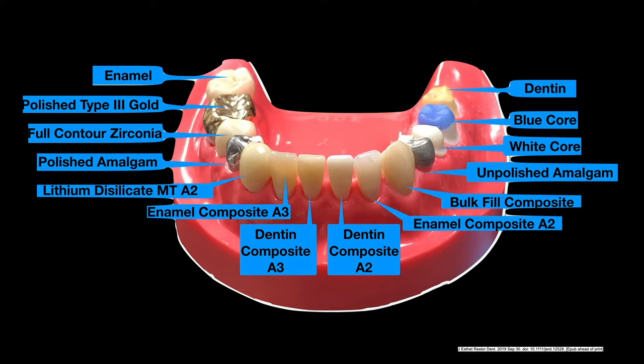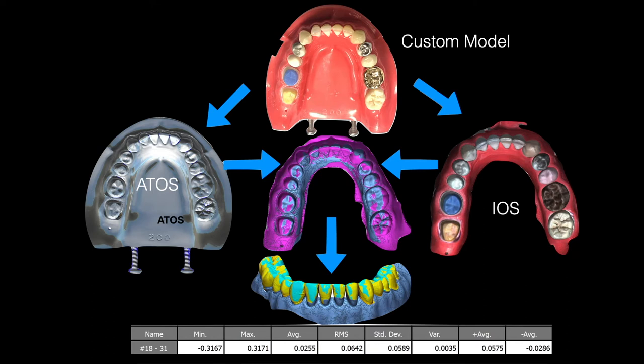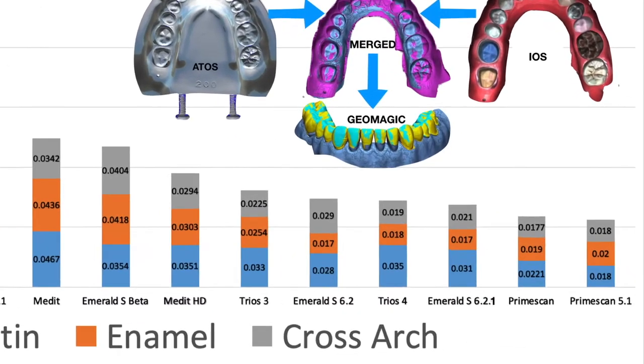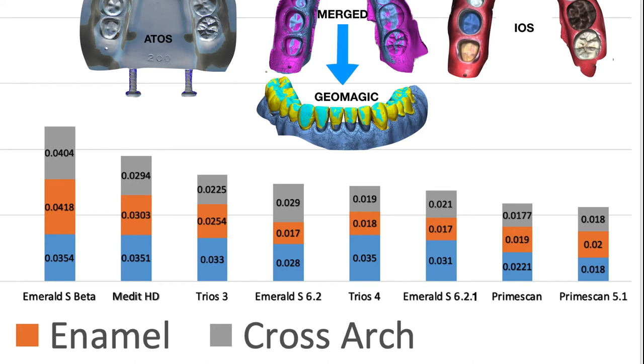Now, the scanner's fast, but is it accurate? This is a recent study that was done at the Medical University of South Carolina. We basically compared all the different scanners on the market. And what we found was that the new software in the Emerald S, 6.2 or higher, 6.21 or higher, is going to be insanely accurate cross arch, so complete arch scan. It's not statistically different from the Prime Scan or the Trios 4 or the Trios 3. So you're right up there with other scanners on the market, and you're able to basically, for a lot less money, have just as accurate a scanner. So it's a phenomenal scanner.